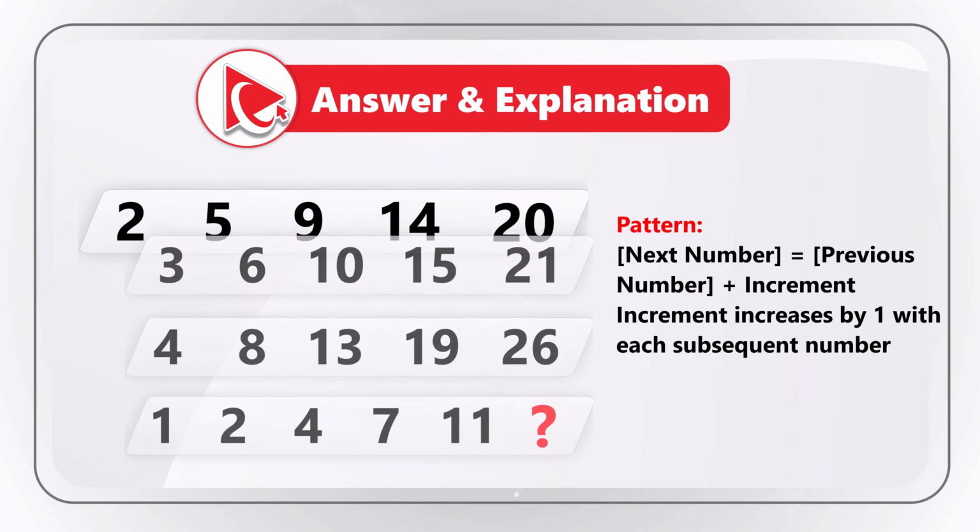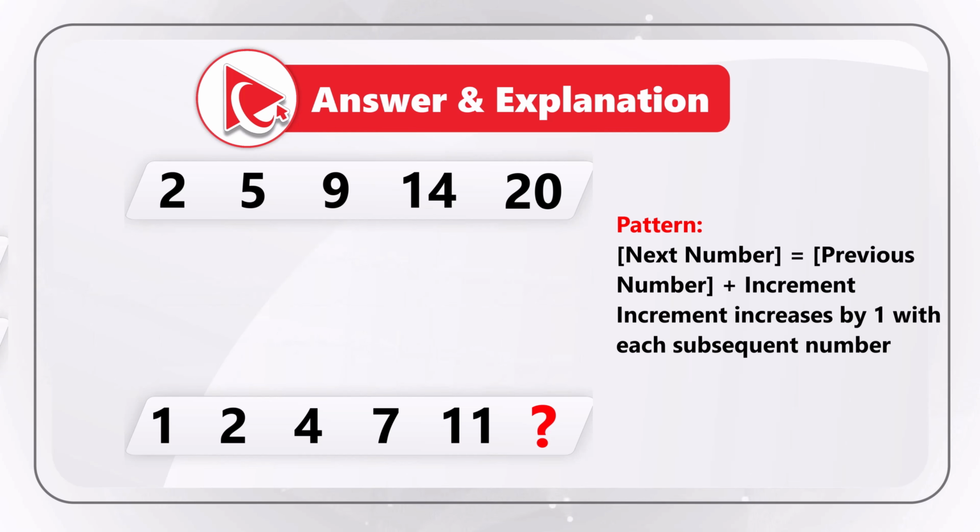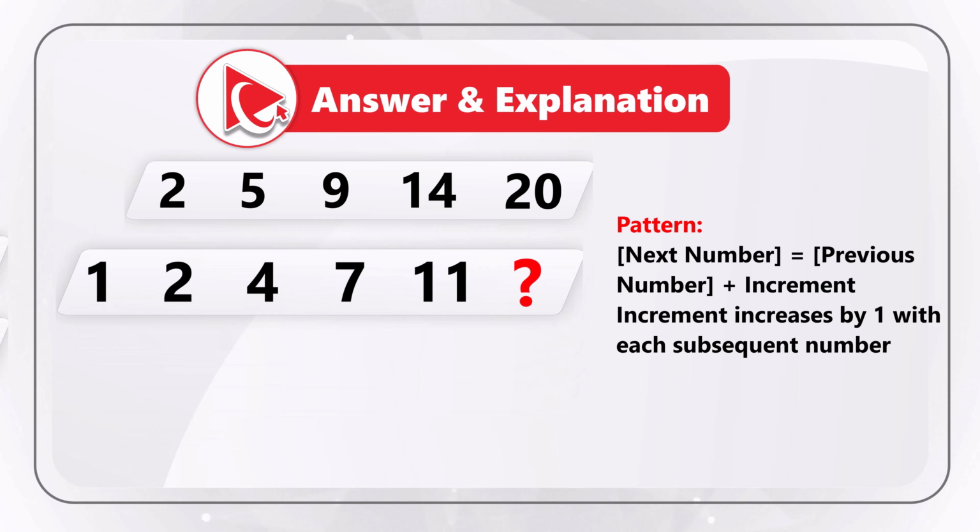I'm going to skip rows 2 and 3 so you can do the calculations independently to practice your skills, but I am going to do the calculations for the last row. 1 plus 1 equals 2.